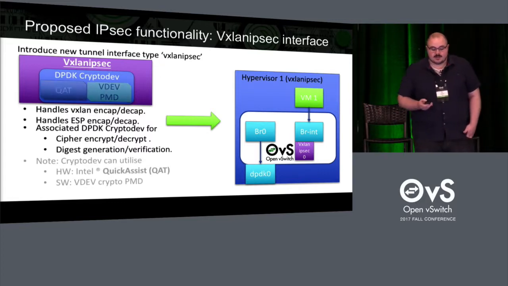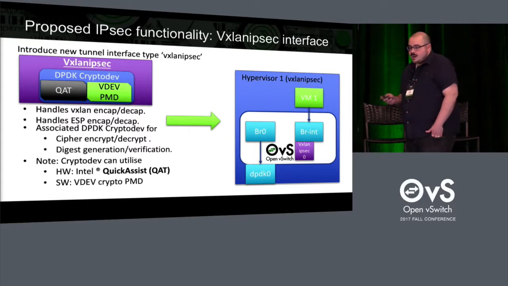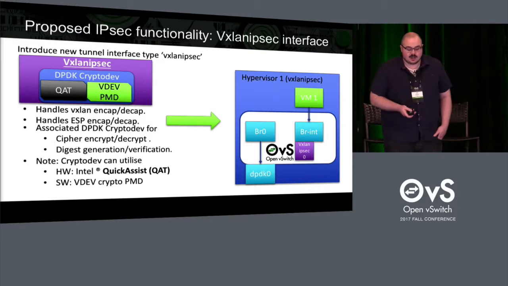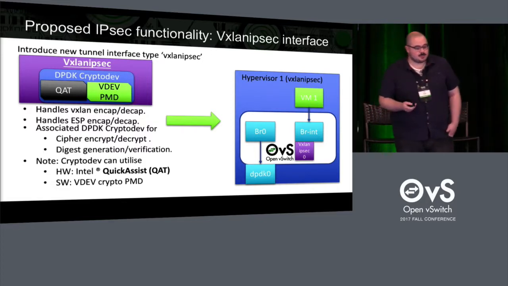And just a note on that, because the cryptodev library is designed to work with both hardware and software, it's just a generic wrapper to work with both of them. So in this case, we were looking at testing with the Intel QuickAssist QAT devices and then a vdev crypto PMD. And in the RFC, I concentrated on the software solution first because it was a bit more flexible.